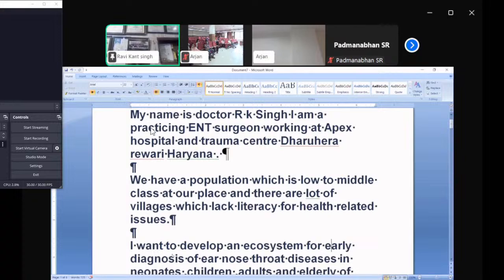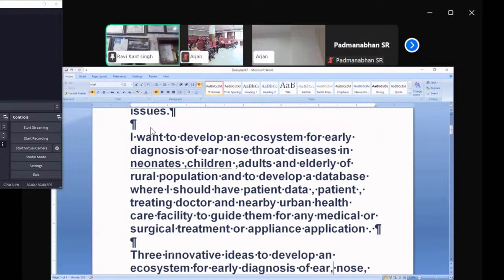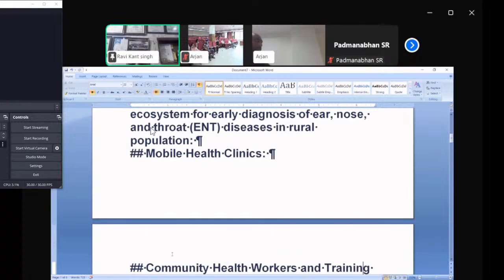I just need to develop an ecosystem. I have a small ecosystem already happening at my place. I want to develop an ecosystem for early diagnosis of ENT, that is ear, nose, throat related disease in neonates, children, the elderly, and adults of the rural population, and to develop a database. I should have the patient data, the patient, the doctor, and the nearby urban healthcare facility on one platform to guide them for any kind of medical or surgical intervention.